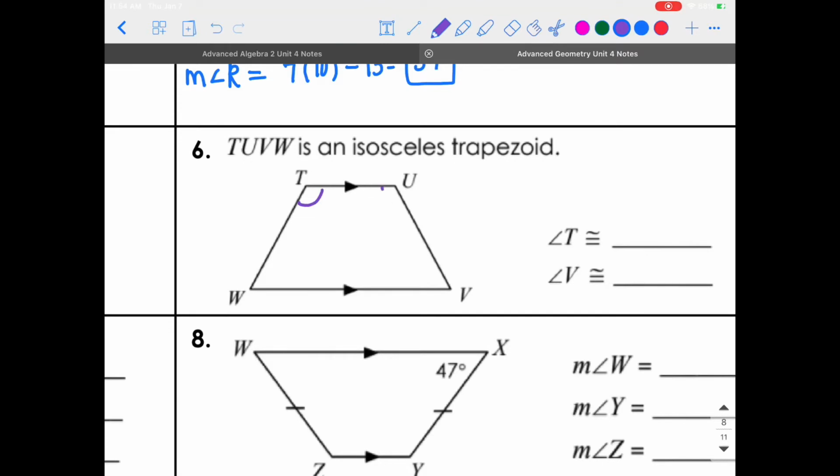Number 6, remember the angles I told you that were the same? Angle T is congruent to angle U, and angle V is congruent to angle W.